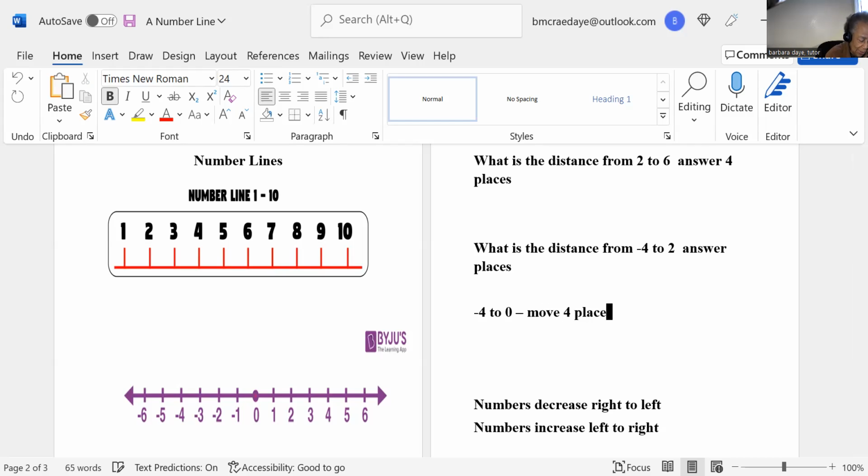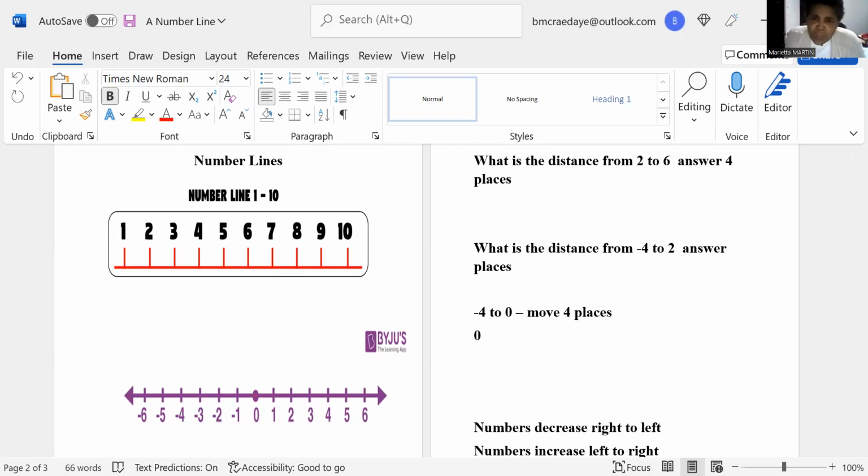Now we're sitting there at 0 and we want to go to 2. So now we'll say from 0 to 2, and that's how many places? From 0 to 2 is how many places, Marietta? It's 1, 2. 2 places, right? I'm sitting at 0 and then I'm moving to 2. So that's 2 places. So what's the total?